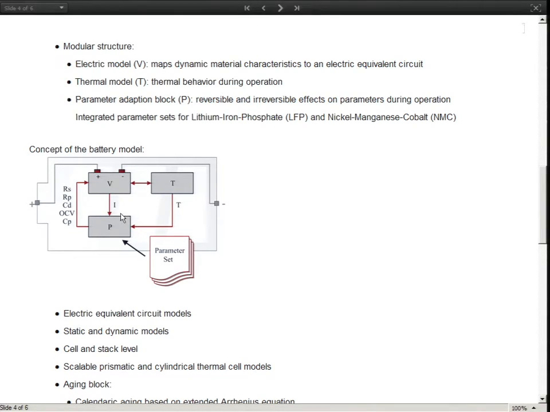As we can see here, the basic concept, we've got an electric model which maps the dynamic material characteristics to an electric equivalent circuit. We've got also a thermal model for simulating the thermal behavior, and a parameter adaptation model, which is kind of the heart of our battery models, because this model calculates the parameters of the electric equivalent circuit with respect to battery aging, with respect to temperature, and to the state of charge. We've got also some integrated parameter sets for lithium iron phosphate batteries and nickel manganese cobalt batteries.